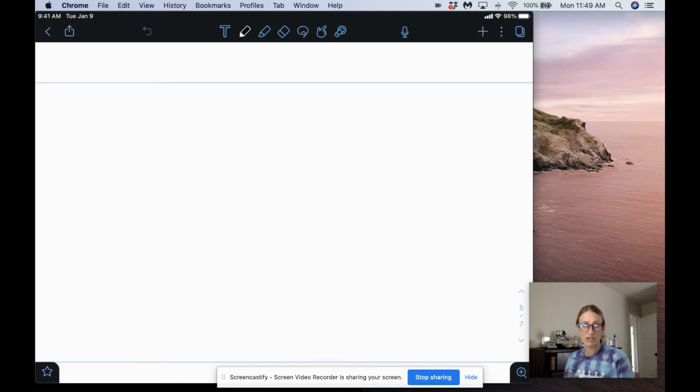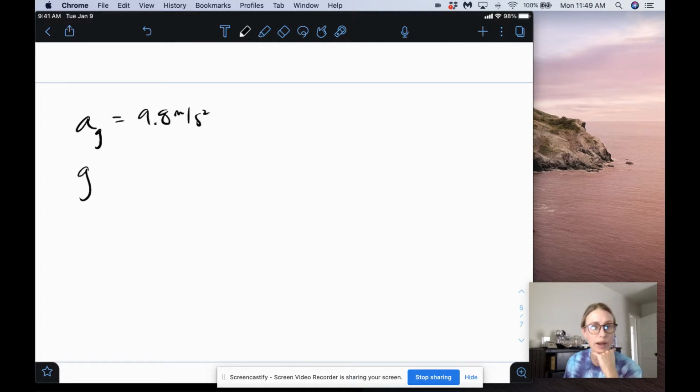And because it's under that influence, it's going to accelerate toward the Earth at a rate of 9.8 meters per second squared. So the acceleration of gravity, and sometimes you'll see a sub g, especially if you're in AP physics. Sometimes you'll see little g like this, but the acceleration of gravity on Earth is 9.8 meters per second squared.